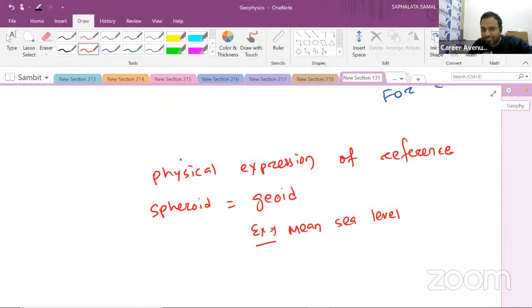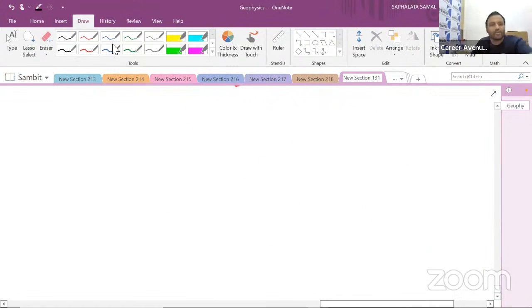It will be my geoid, or suppose a local datum plane. It will be a geoid. Now let's see what this geoid is and what this reference spheroid is. Let's take an example. The Earth's outer surface is undulating. Somewhere there is a mountain, somewhere there is an ocean. So I can draw the figure like this.